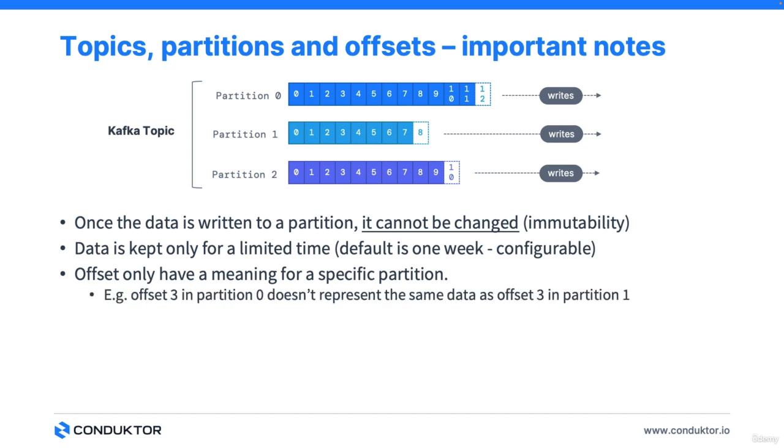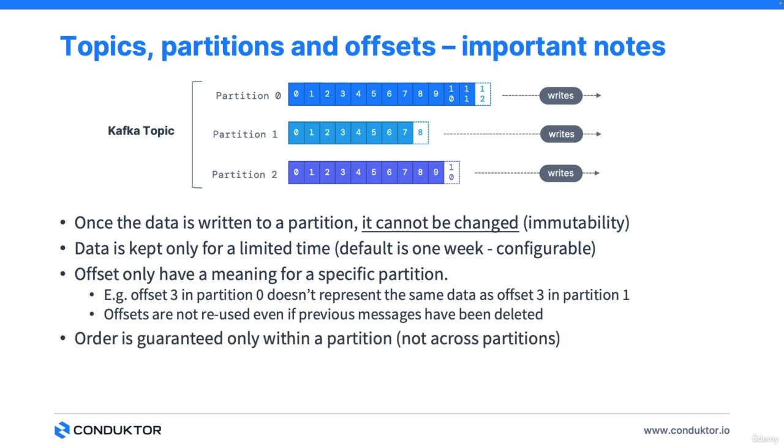Offset 3 in partition 0 represents a message, but it doesn't represent, of course, the same data as offset 3 in partition 1. The offsets are not going to be reused even if previous messages have been deleted. It keeps on increasing incrementally one by one as you send messages into your Kafka topic. That also means that the order of messages is guaranteed only within a partition, but not across partitions. That is very important to understand, and I will repeat this later in this course.